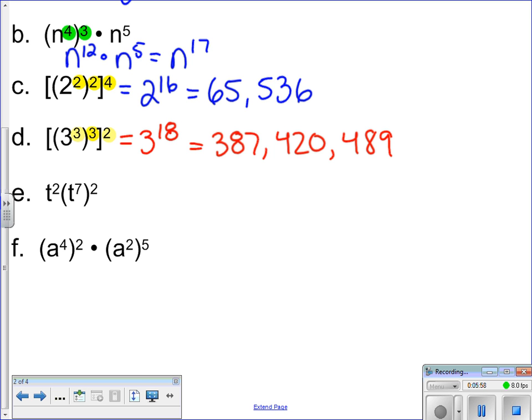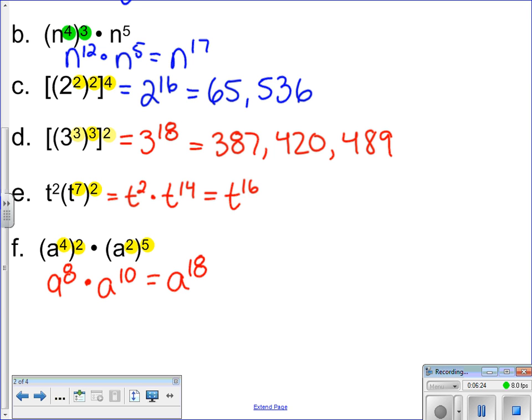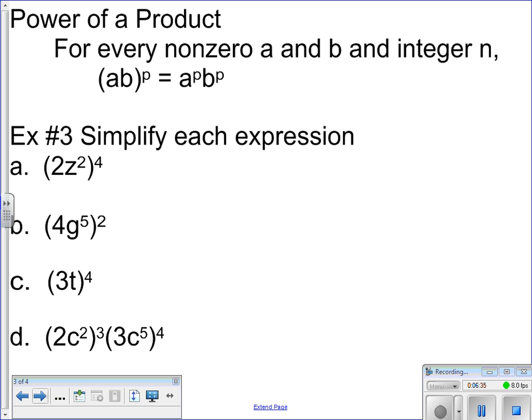Now in E, there's two numbers that should be multiplied. The 2 and the 7, that makes 14, and then the second 2 is added to it and gives you a result of 16. And in the last problem, 2 times 4 makes 8. 2 times 5 makes 10. 8 and 10 is 18. Hopefully now you can tell the difference from when you add exponents and when you multiply exponents. Let's go with the third slide.